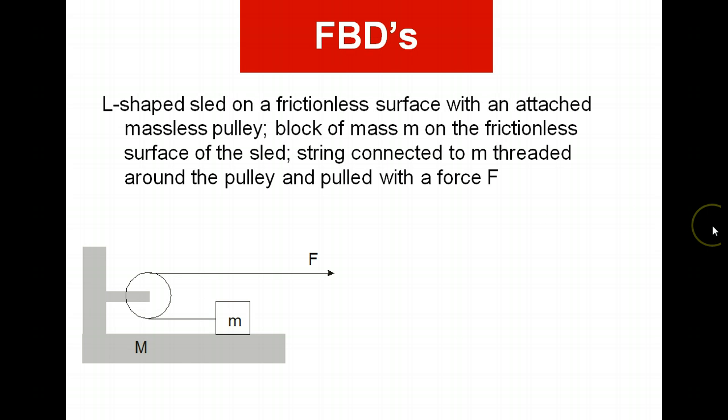Moving on, an L-shaped sled on a frictionless surface with an attached massless pulley, block of mass m on a frictionless surface of the sled, string connected to m, threaded around the pulley and pulled with a force F, is shown here. Draw the free body diagram of little m, draw the free body diagram of big M.